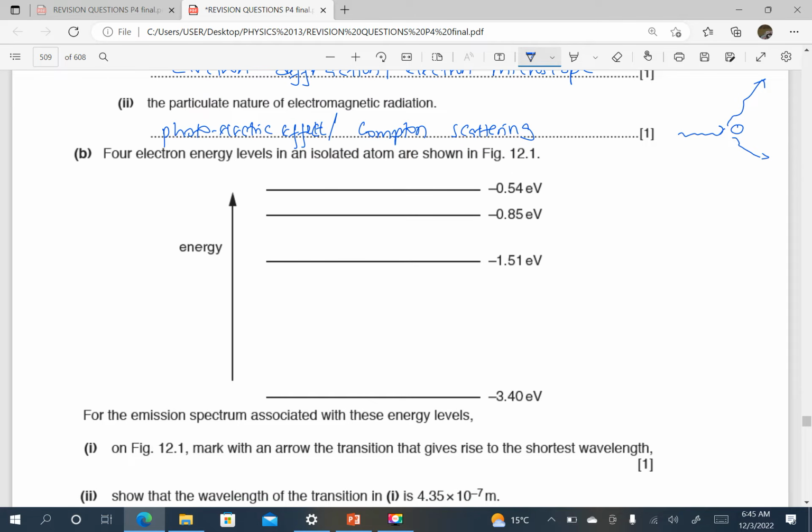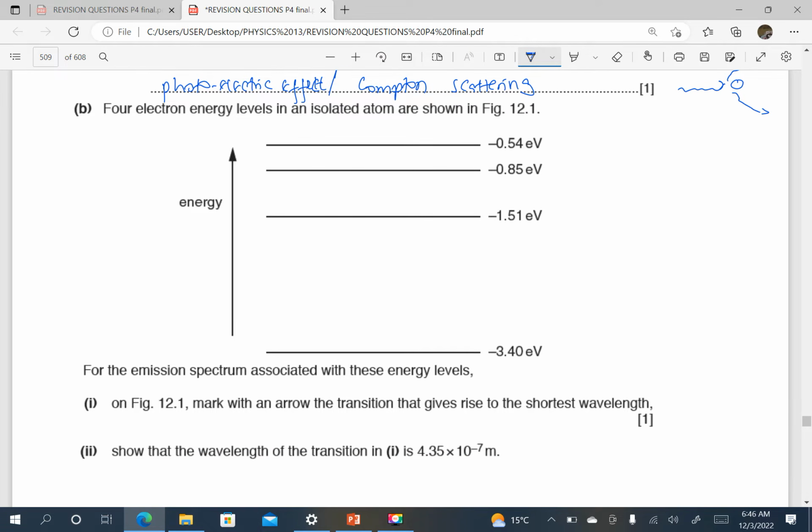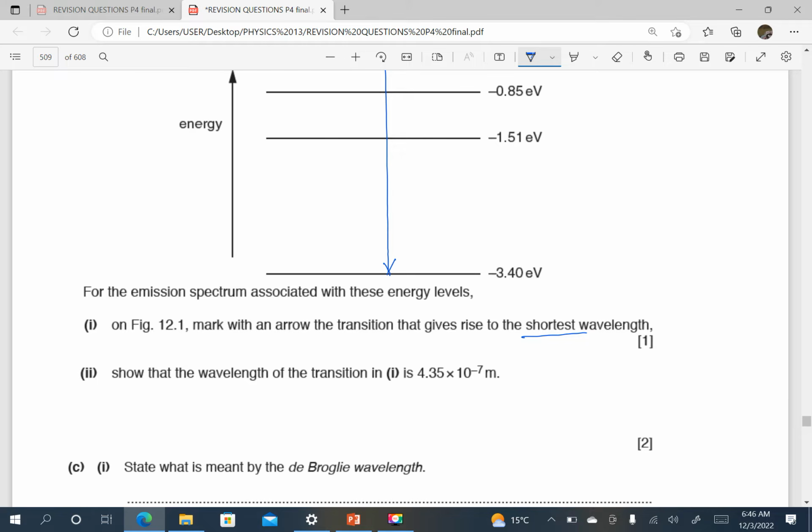4 electron energy levels in an isolated atom are shown here. For the emission spectrum associated with these energy levels, on the figure, mark with an arrow the transition that gives rise to the shortest wavelength. Shortest wavelength, that is highest frequency, which is highest change in energy. So this one will be from the highest energy level to the lowest energy level. So I can just draw a line from the highest energy level to the ground state. As simple as that.